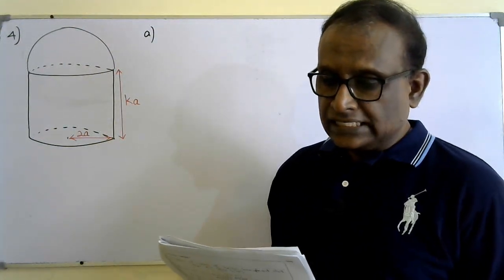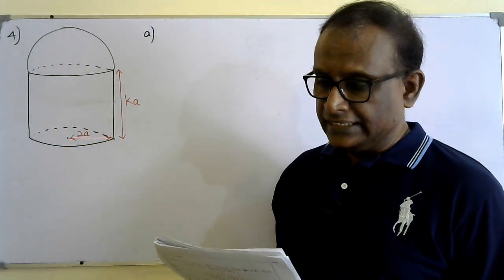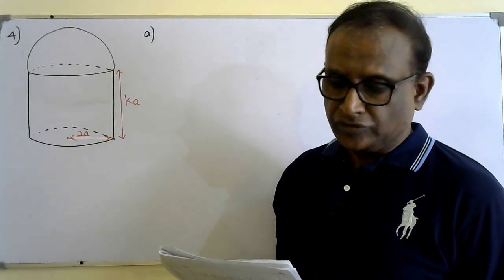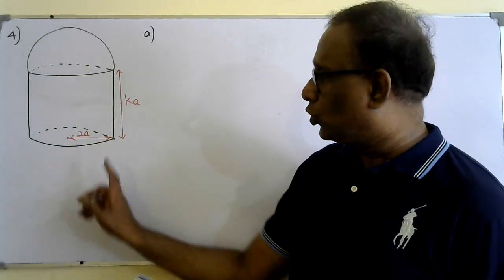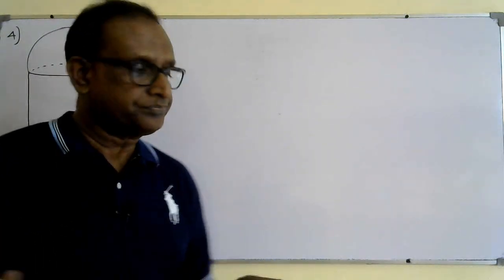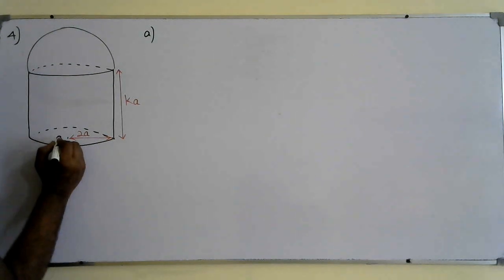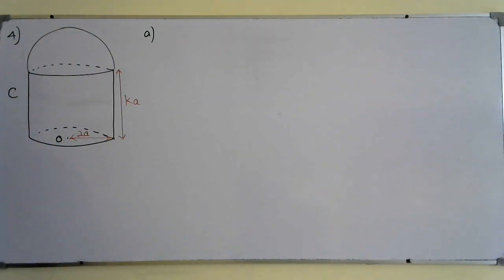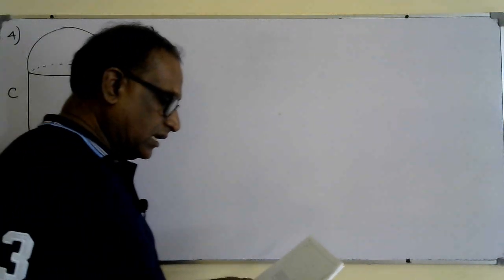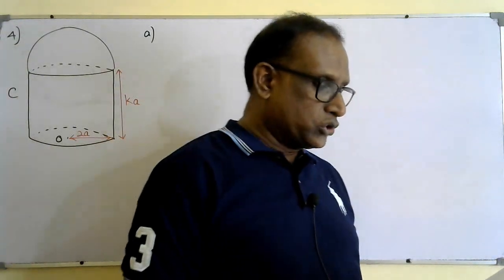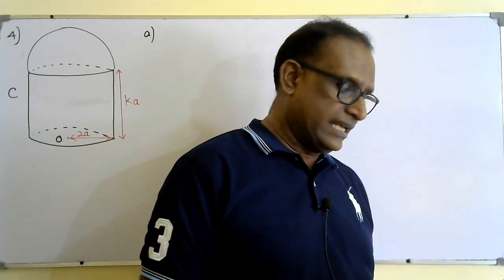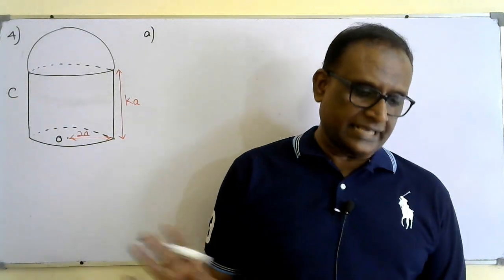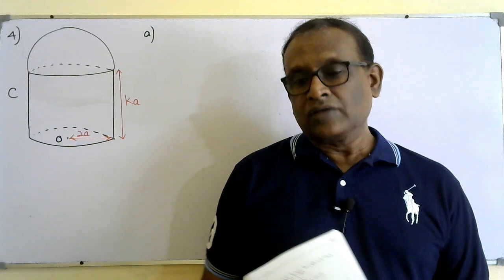The open circular rim of the cylinder coincides with the rim of the hemispherical shell. The center of the base of C is O. So this is O, and the whole object is called the container C. As shown in figure 3, show that the distance from O to the center of mass of C is given by the expression (k squared plus 4k...) over... Okay, we have to show that.